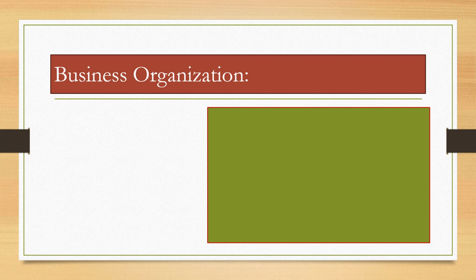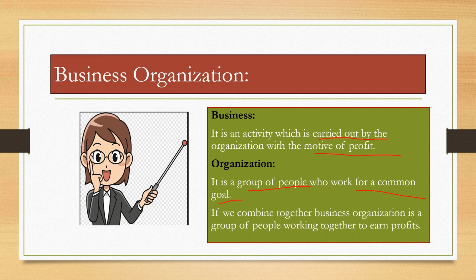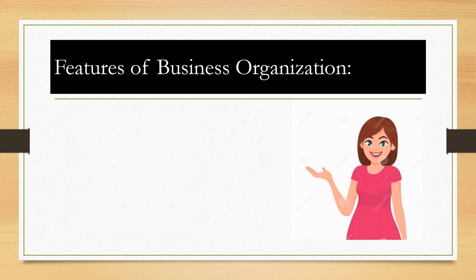So now we should know what is business. Business is an activity which is carried out by an organization with the motive of profit. So we know that business is an economic activity which is carried on by the organization with the motive of profit. Now, organization. What is organization? It is a group of people who work for a common goal. Now, if you combine this business and organization, it is said to be a group of people working together to earn profits. Now, we'll see about features of business organization.